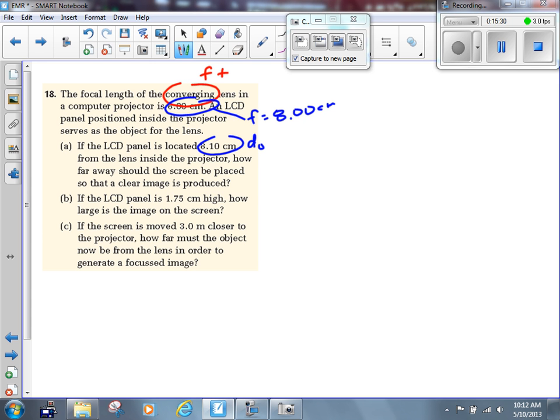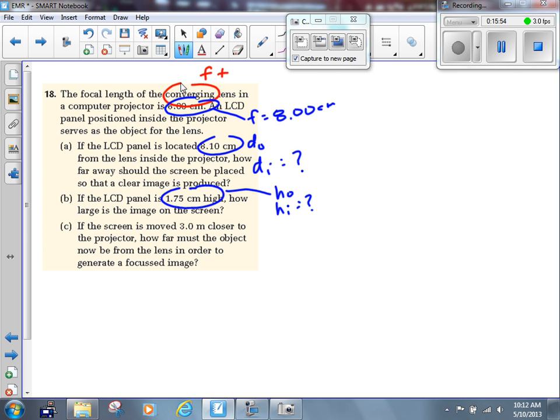What are we looking for there? How far away the screen should be. That's going to be the image distance, right? In other words, where is the image going to be formed? Well, that's where we want to put the screen. So we're looking for DI in this case. Okay, we also have the LCD panel is 1.75 centimeters high. That's going to be HO. We want to look for HI.